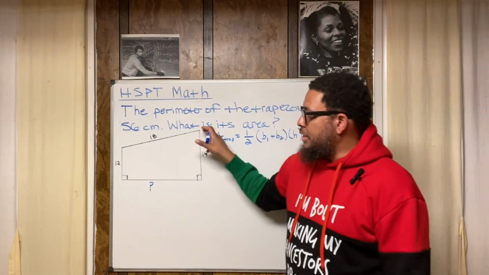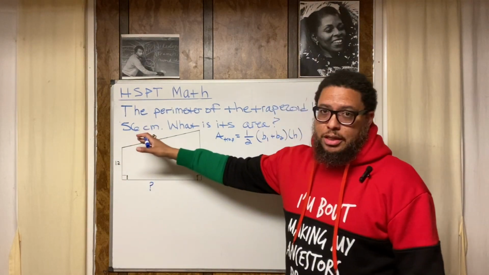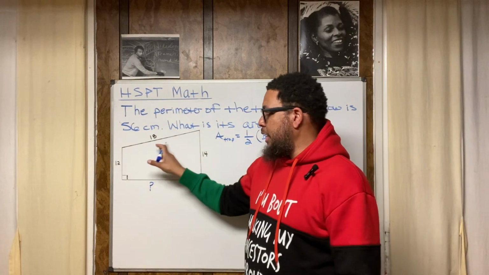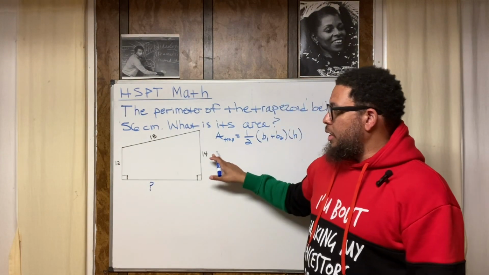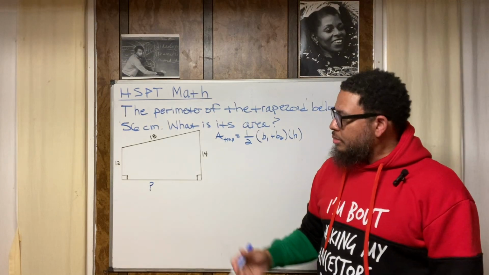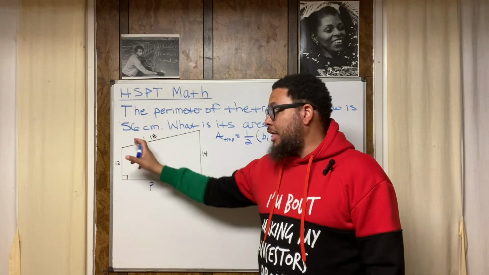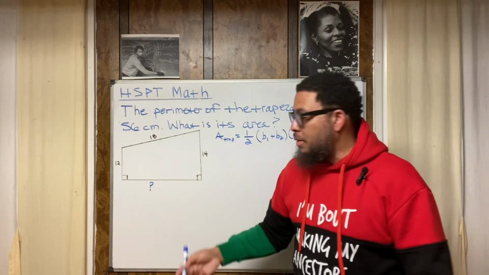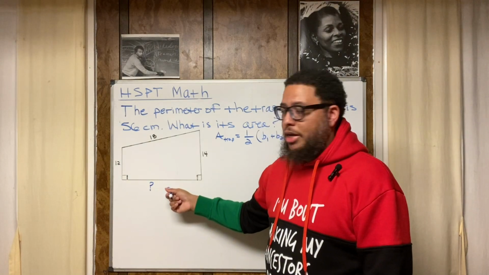If the perimeter is 56, that means you add this, add that, and add this to get 56. If I know three of the sides, let's add them up. Let's do some mental math. What's 18 plus 12? That's 30. What's 30 plus 14? That's 44. Now, if these three sides add up to 44, but all four sides add up to 56, then the difference between 44 and 56 must be the length of this side right here.